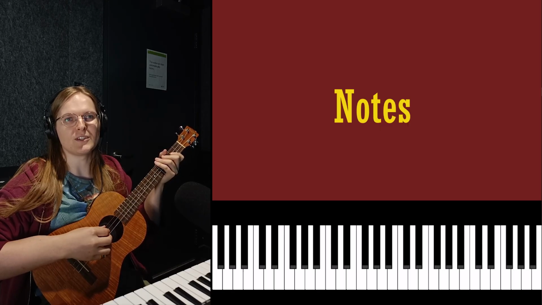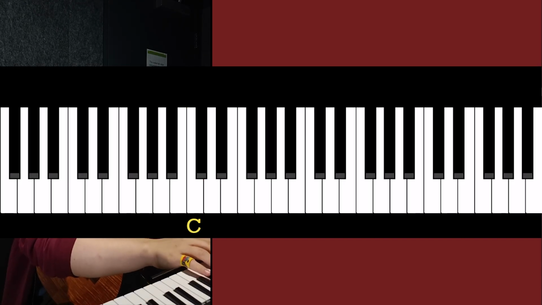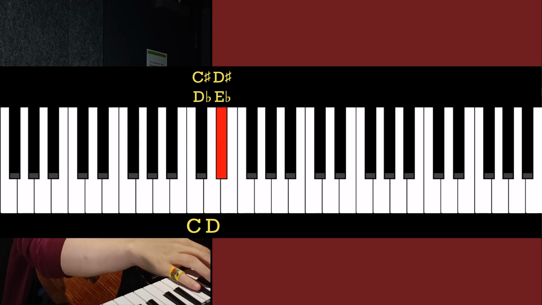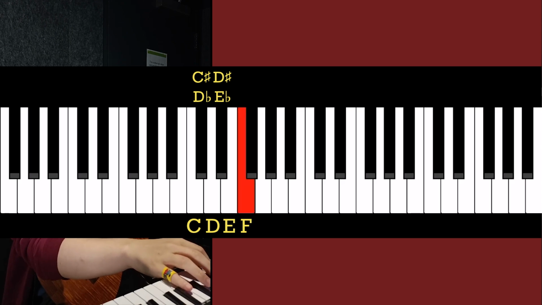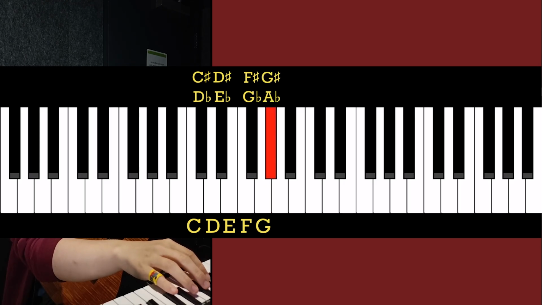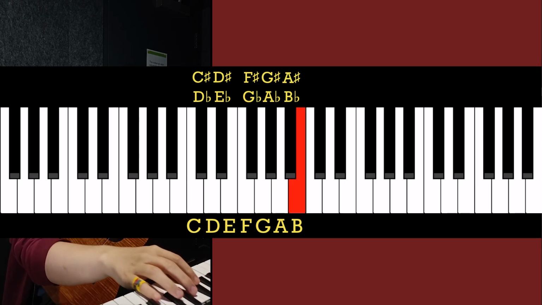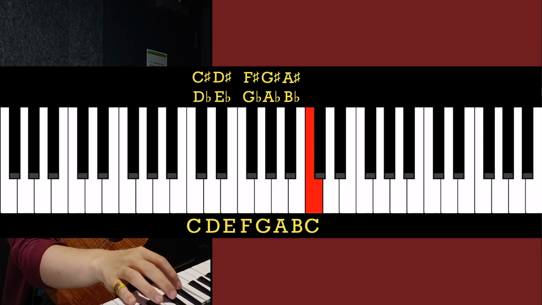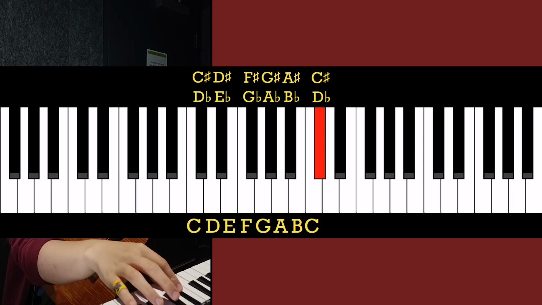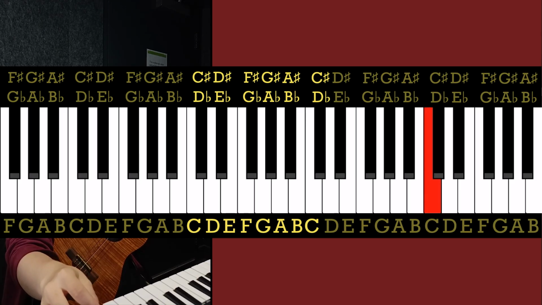In Western music, we use a system of 12 notes, and they are C, C sharp or D flat, D, D sharp or E flat, E, F, F sharp or G flat, G, G sharp or A flat, A, A sharp or B flat, B, and then after this we repeat all of the notes again. So after this we have C, and then C sharp or D flat, and D, and so on, until we have another C up here.